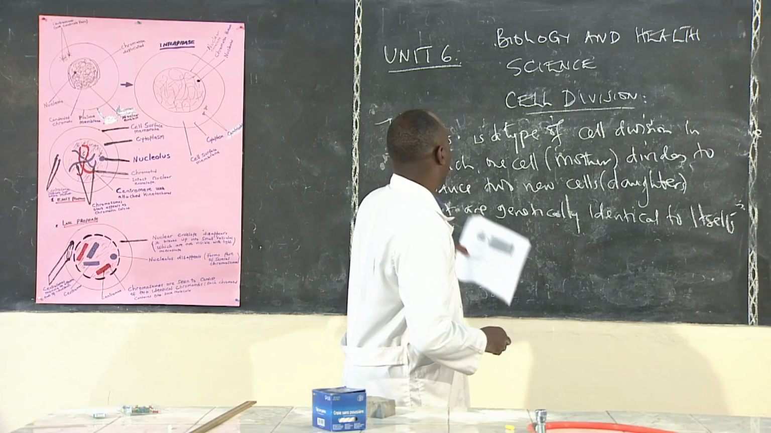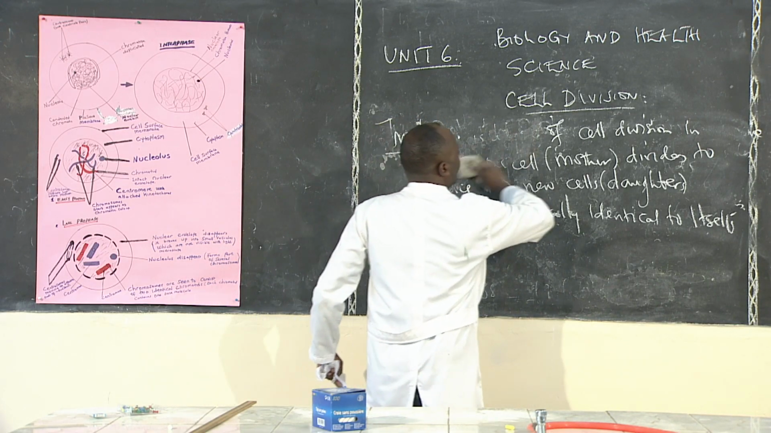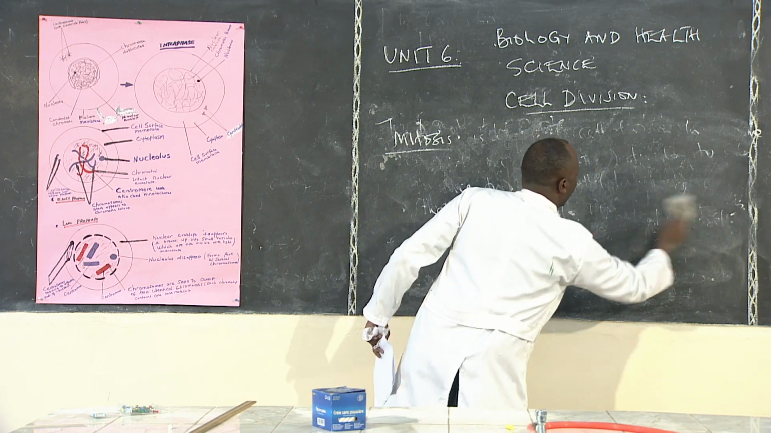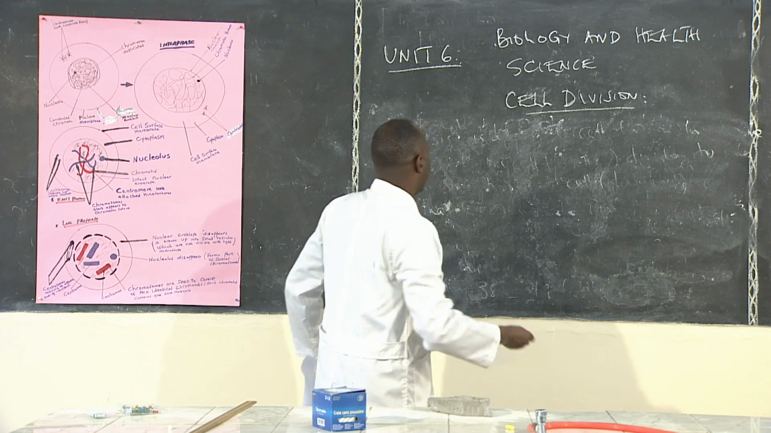Quickly, let's talk about the phases of mitosis. We must have five phases of cell division. Mitosis has five stages.